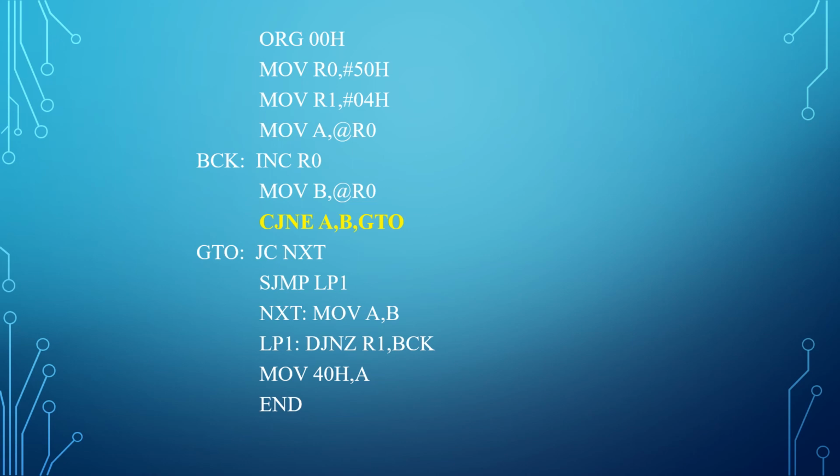This process will be continued for all the 5 numbers, and when R1 becomes 0, we come out of the loop. When we come out of the loop, MOV 40H, A will load the largest number that we are holding in the accumulator into the destination location 40. So that is the working of the program, and the last line to end the program is the END directive. Thank you.